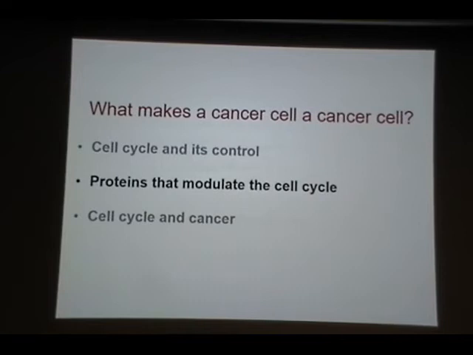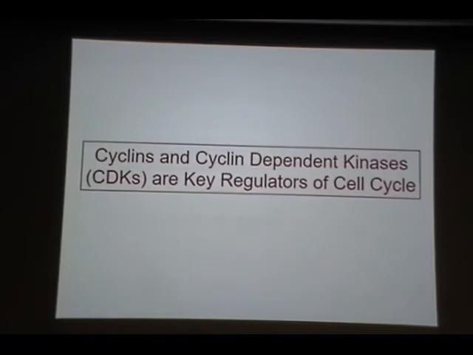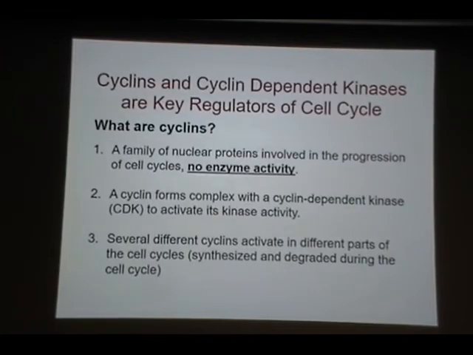So there are so many proteins that can modulate the cell cycle, and most of the time the cell cycle is controlled by nuclear proteins that start, continue, and check for errors during the cell cycle. So you can think about it, there are so many proteins involved, just to make sure the cell cycle is carried out correctly.